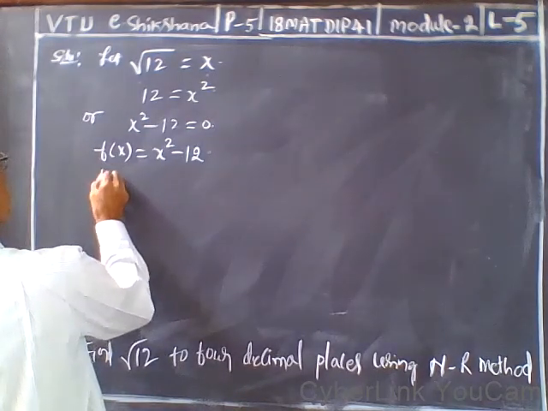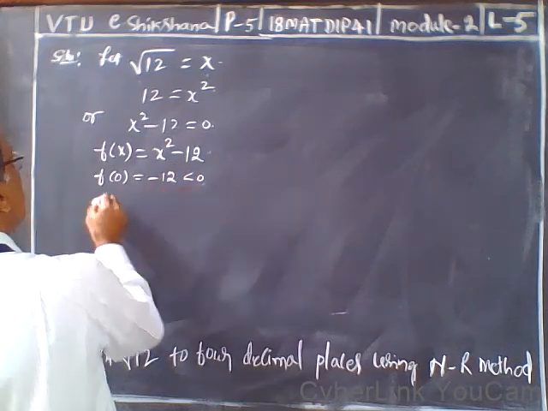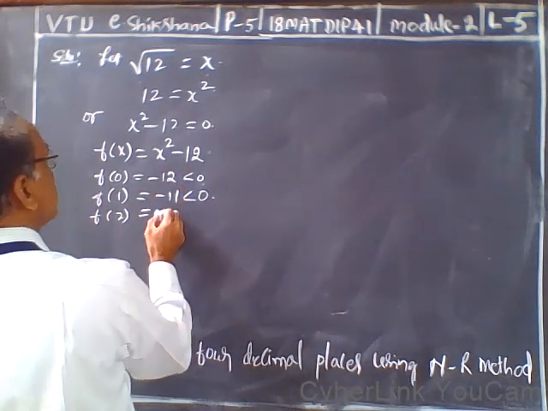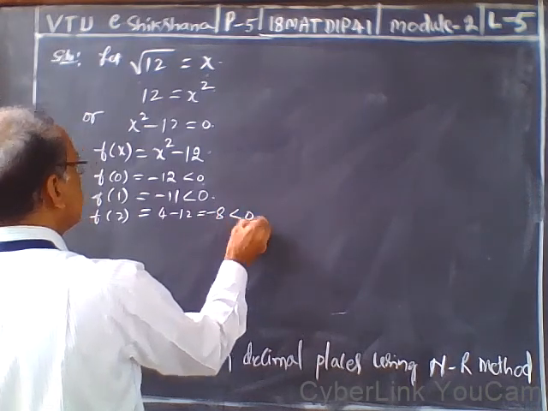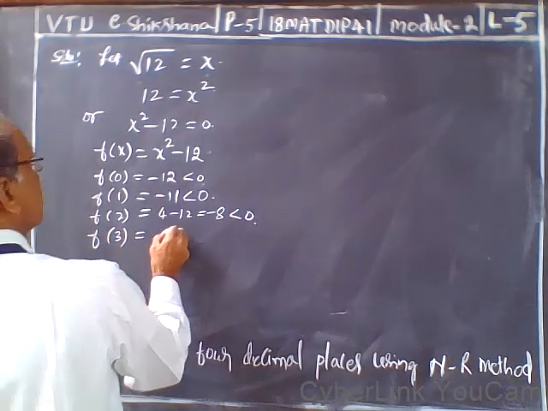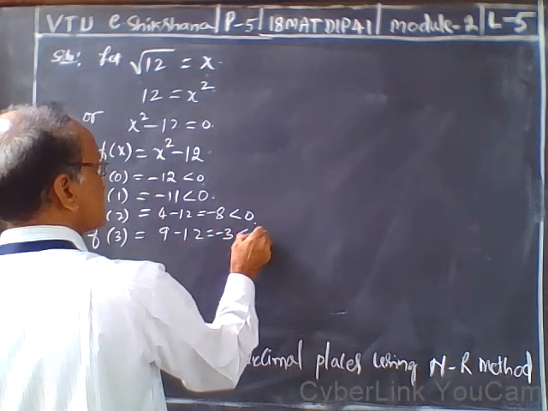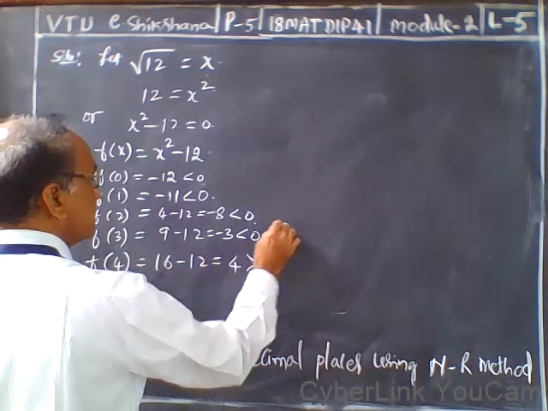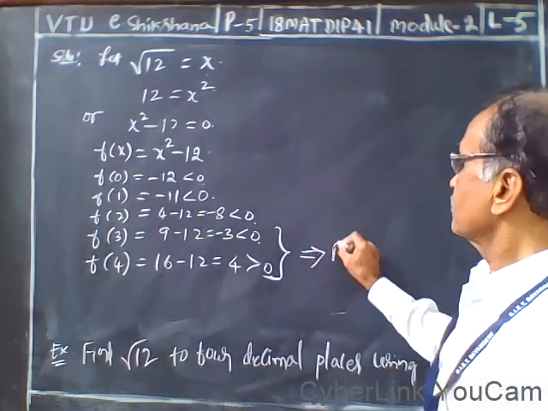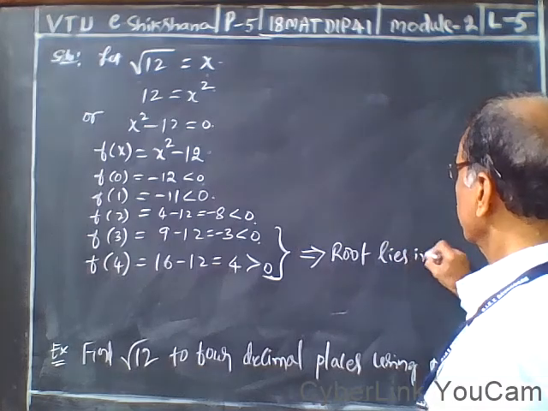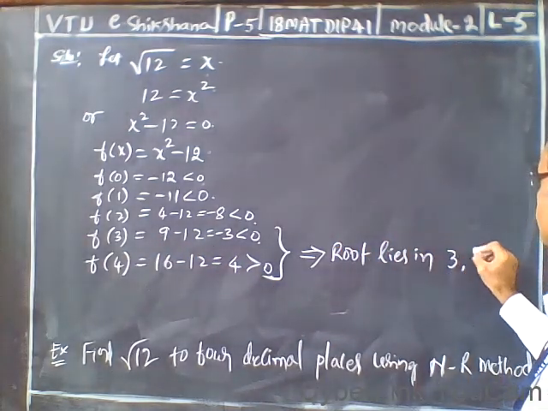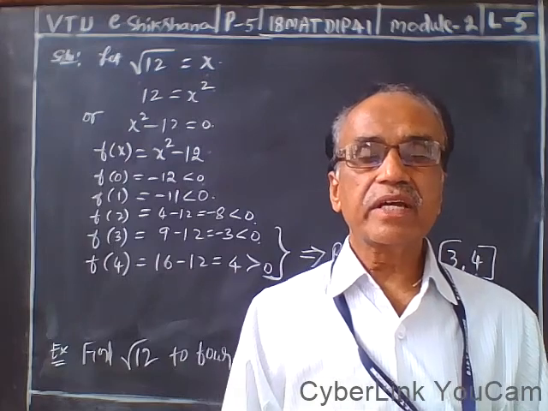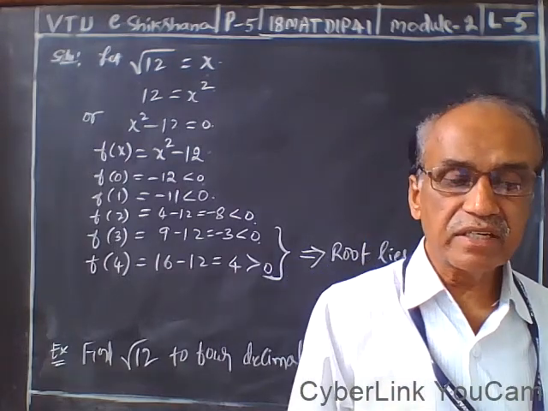Okay, then what is f of 0? This is minus 12, less than 0. f of 1 is minus 11, less than 0, and f of 2 is 4 minus 12, equal to minus 8, less than 0, and f of 3 is 9 minus 12, equal to minus 3, less than 0, and f of 4 is equal to 16 minus 12, equal to 4, greater than 0. So this implies the root lies between 3 and 4. Root lies in 3 and 4. That means, according to the Newton-Raphson method, you must expect a calculated value like 3 point something.